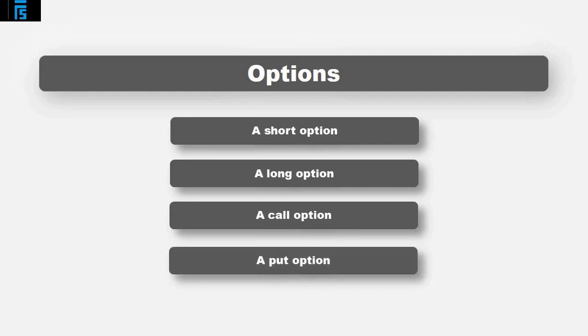Or a put option. This is the opposite of a call because it gives the seller of the asset, not the investor, the right, but again not the obligation, to sell their securities at a specific price and in a specific time frame.